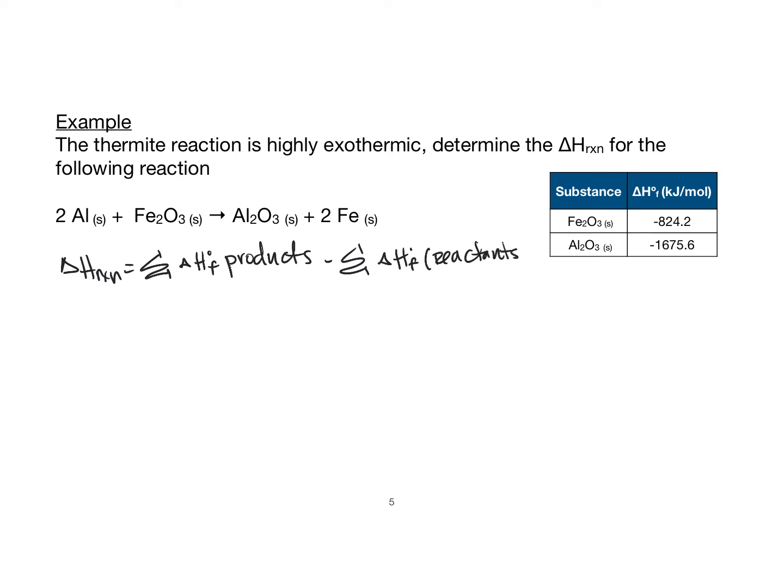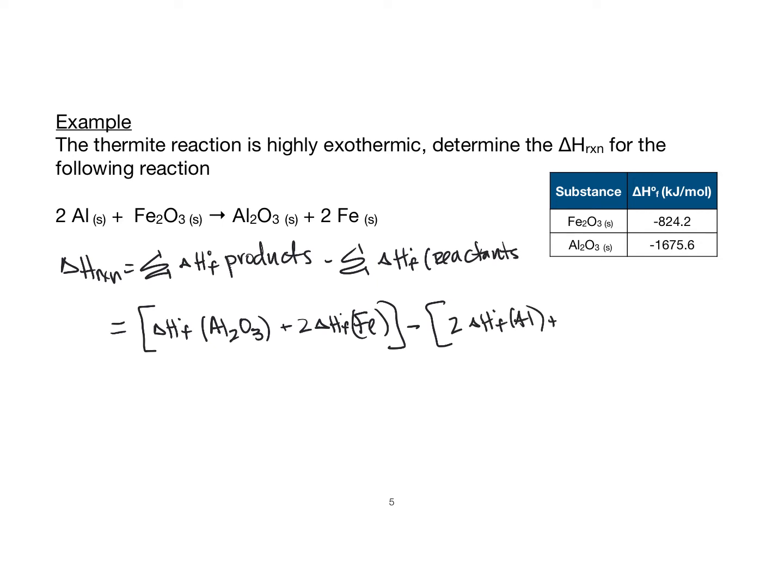So again, we can plug this in. It's going to be delta H not F of Al2O3 plus 2 delta H not F of Fe, minus 2 delta H not F of Al plus delta H not F of Fe2O3. In this case, both of the standard states are going to drop to 0.